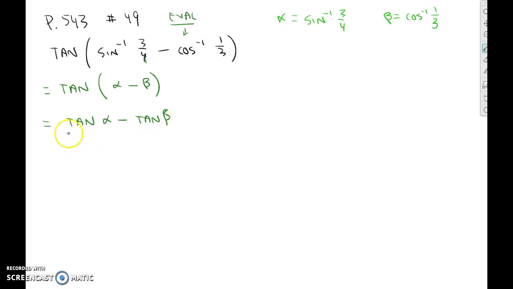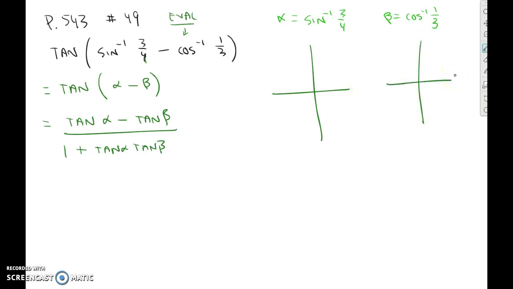over 1 plus the tangent alpha times the tangent beta. And again, this comes right off your identity sheet. So in order to evaluate this expression, I need to find the tangent of alpha and the tangent of beta. So let's draw these angles in the correct quadrants, the right triangles. Inverse sine is going to give me an angle in these two quadrants. Since this ratio is positive, it's going to be in the first quadrant. So this is alpha, and the sine is 3/4.